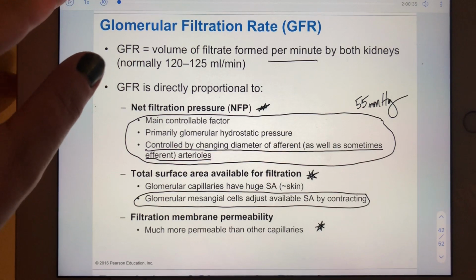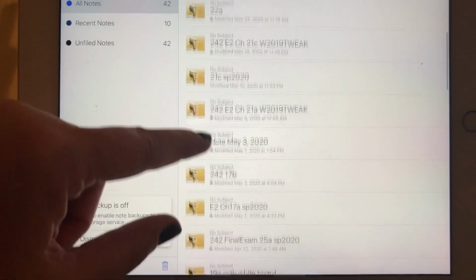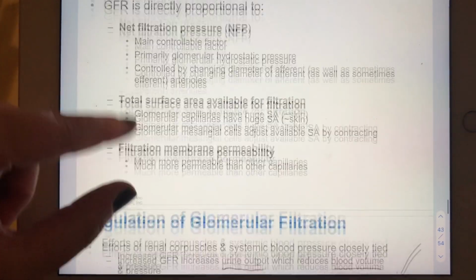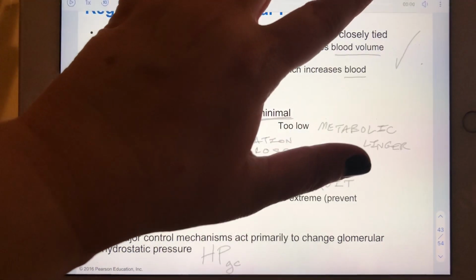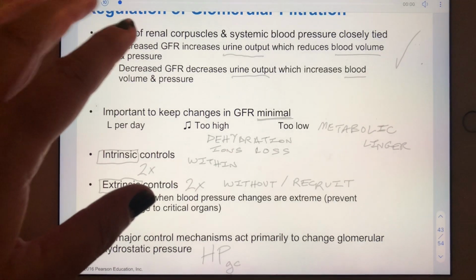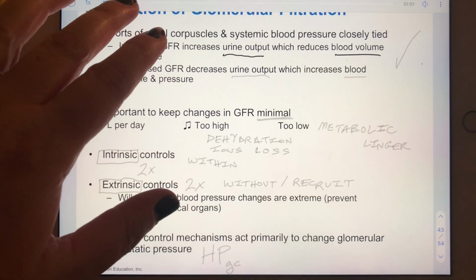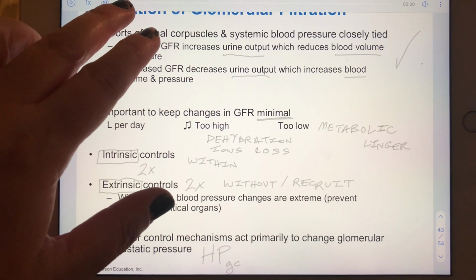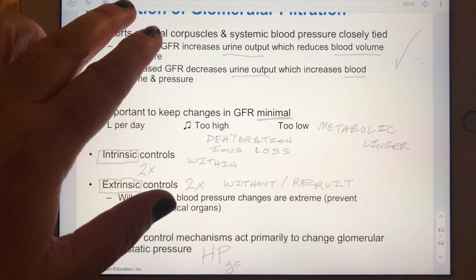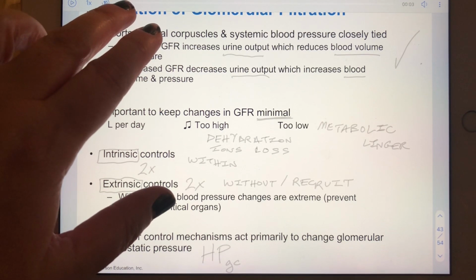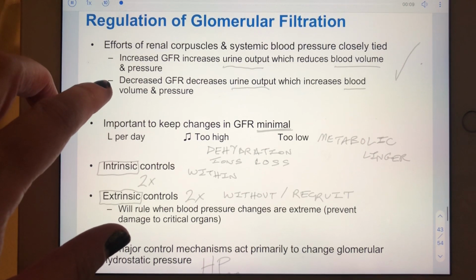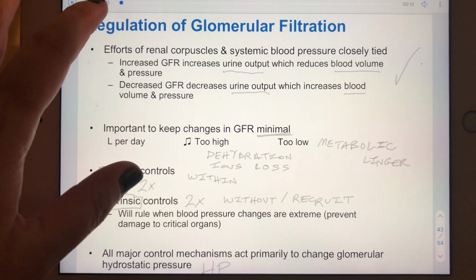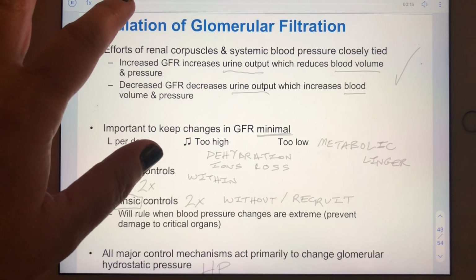Bear with me while I switch files here. Left off. We had just, yes, sweetheart. Hold on. Okay. Yes.